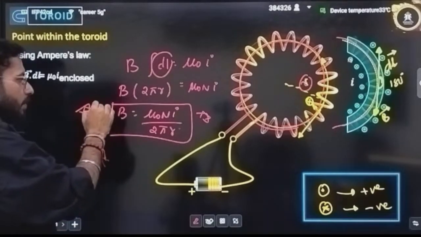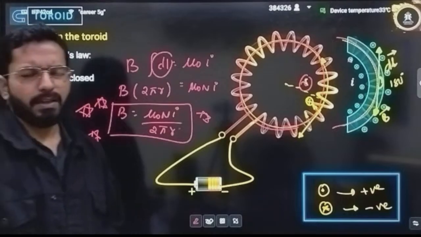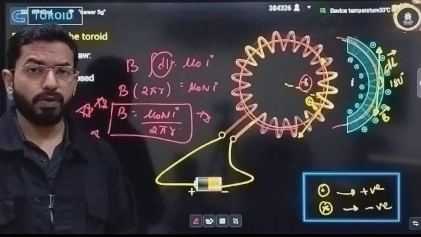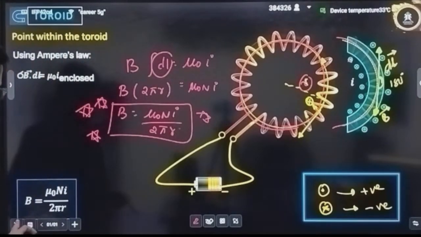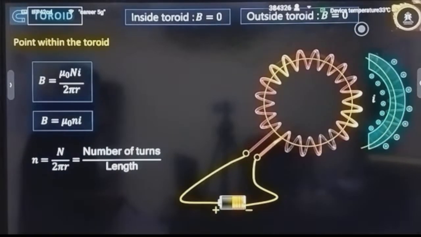This is the result that you are going to have for a toroid. That is an important result. Please remember this for toroid. Compared to a solenoid, it is very simple, because once you understand a solenoid from the core, a toroid is the same thing. Toroid is nothing new.